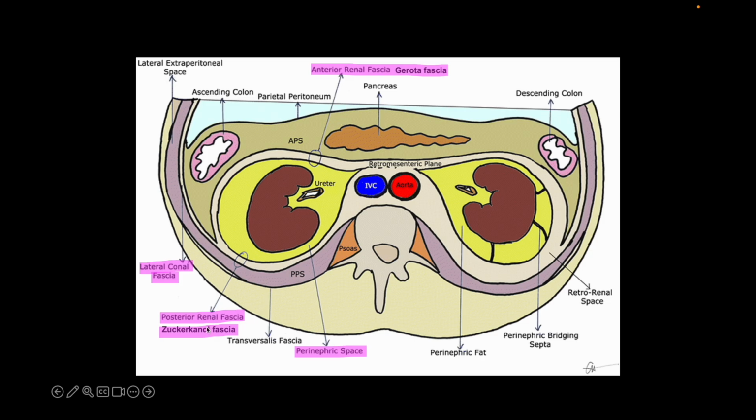Zuckerkandl's fascia, Z is a late letter, and so you remember that's posterior. G is before Z, so Z is posterior. That's the posterior renal fascia. It's quite easy to see on CTs and MRIs, and so this would be Gerota's fascia. And then lateral conal fascia is the one lateral, and that's this. And that envelops the ascending and descending colons as well. And those are the main structures to remember in the retroperitoneum.